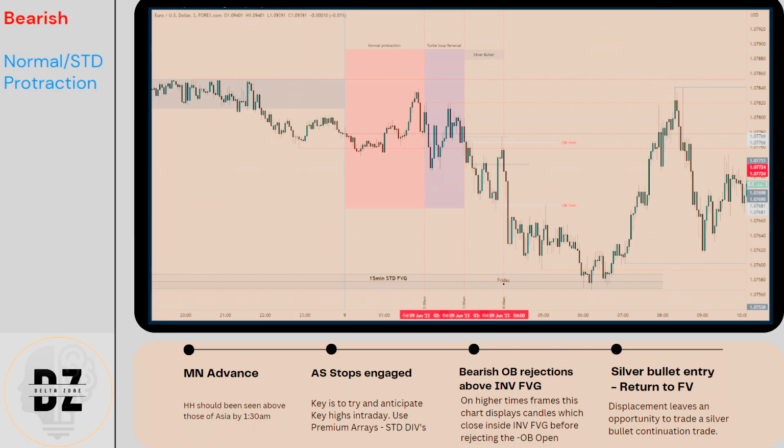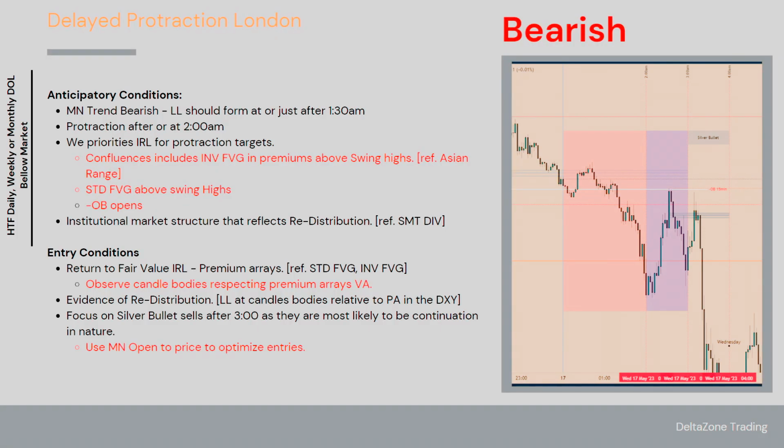So in the second example of the bearish standard protraction, and the last profile we will cover is of course the bearish delayed protraction. Again, we assume a high time frame, daily, weekly, or monthly drawn liquidity below market. In the anticipatory conditions, if the midnight trend is bearish, we want to see lower lows formed before 1:30 a.m. Between 2 and 3 a.m. is when we anticipate the protraction stage in this profile.